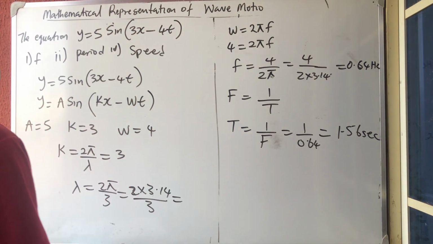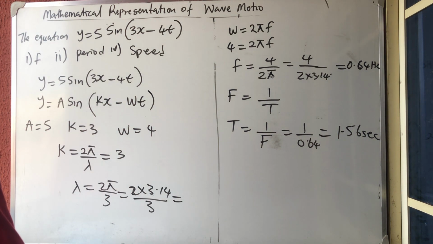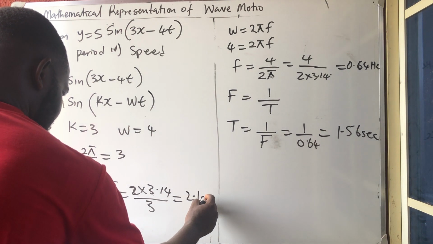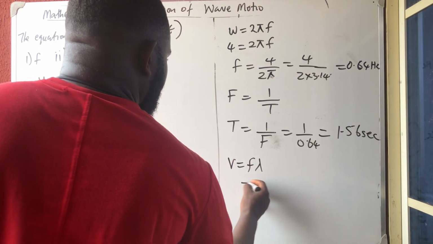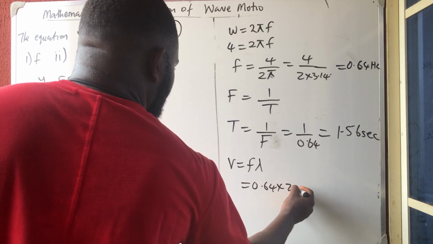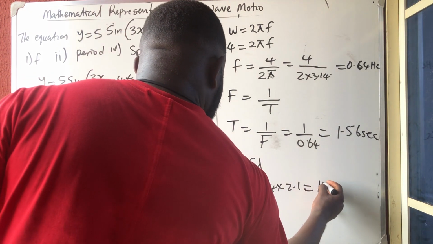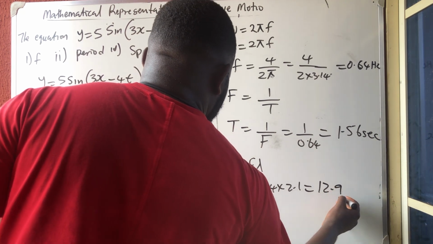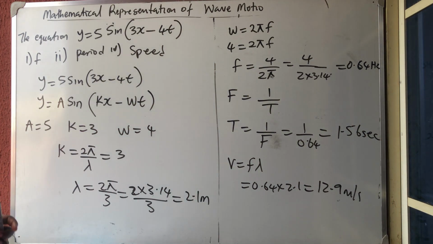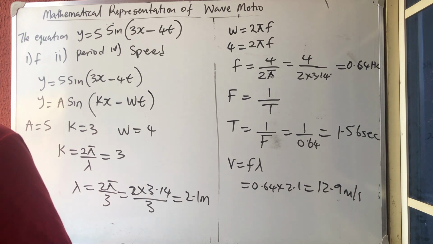Speed is equal to f lambda, and we have gotten our lambda. So when we did this, we got that our lambda is 2.1 meters. So we know that velocity is equal to f lambda, which is my f, 0.64, times 2.1, which will give you the final result. So we have 2 times 3.14 divided by 3, 2.09, which is approximately 2.1. Okay, so if we now have 0.64 times 2.1, I'm having 1.286, which is 1.3 in meter per second. So that is that. Okay, so let's solve. Do you have any other questions to solve?